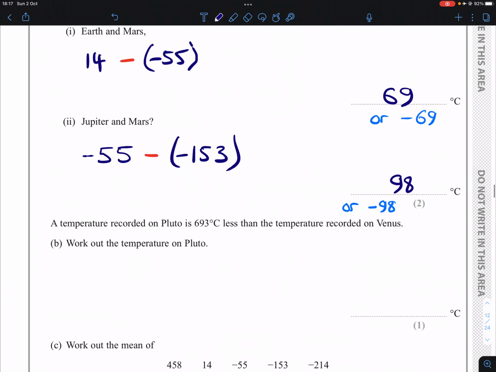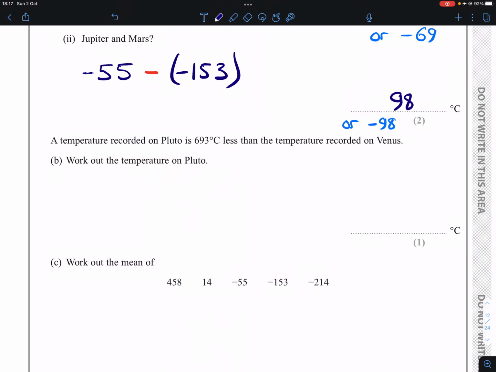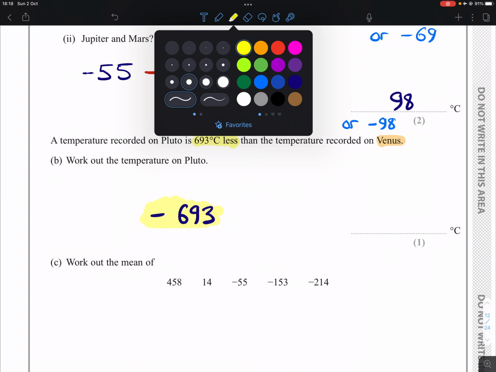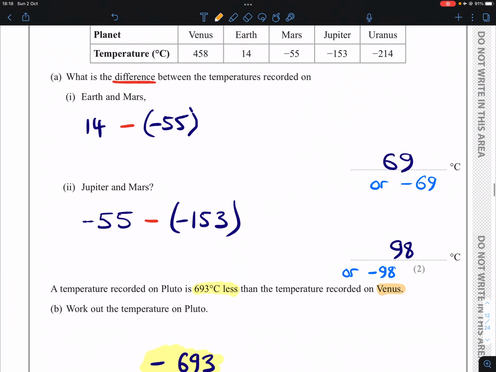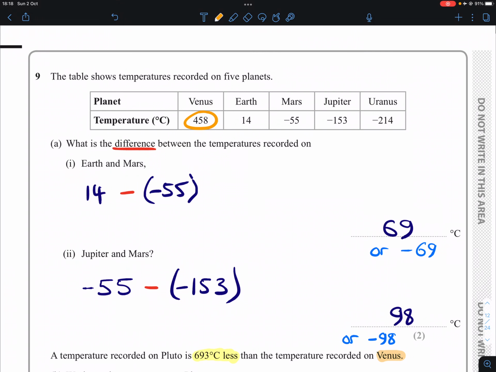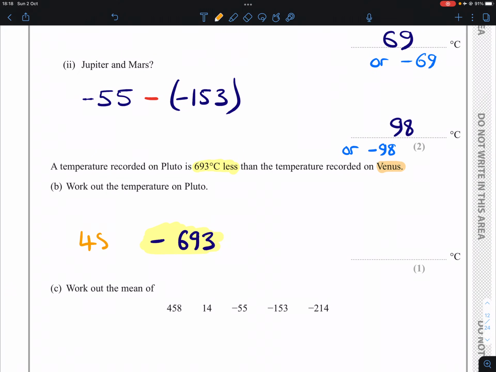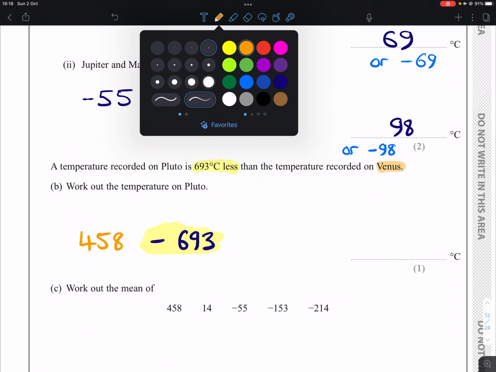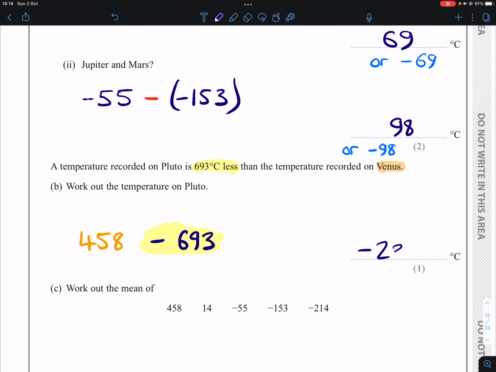Next part, a temperature recorded on Pluto is 693 degrees less than the temperature recorded on Venus. Work out the temperature on Pluto. So 693 less means that whatever the temperature on Venus was, we are going to take 693 away from that in order to get our temperature on Pluto. So let's go find the temperature on Venus, which is 458, which means 458 take away 693 will give us minus 235.